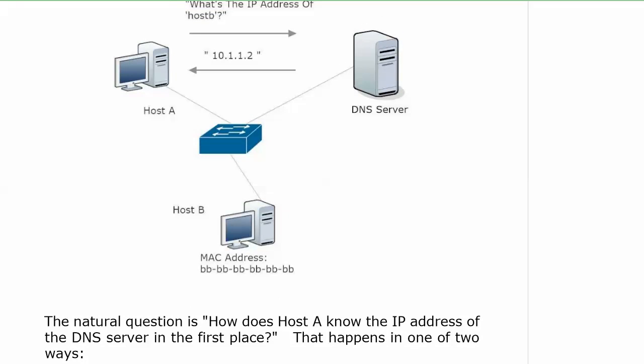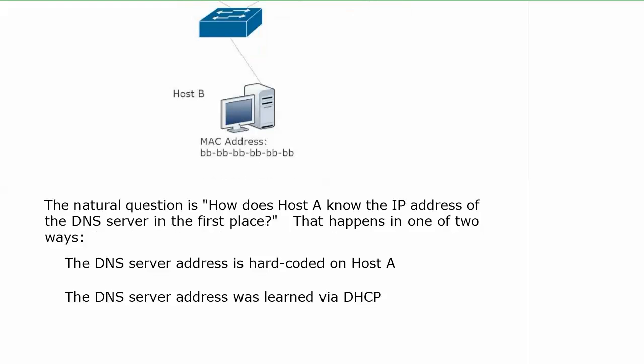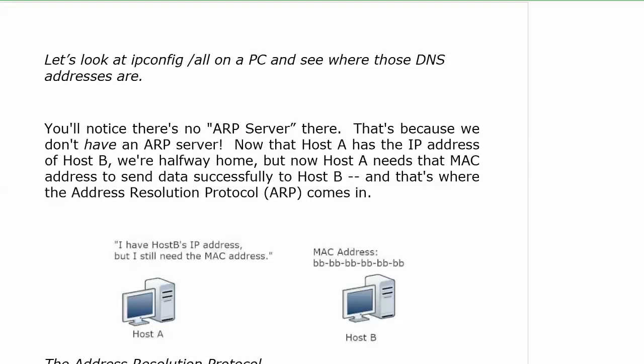Now, the first natural question is, how does host A know where the DNS server was in the first place? Because if host A doesn't know the IP address of the DNS server, then we're in a lot of trouble. Well, that's going to happen in one of two ways. Either the DNS server address is hard-coded on host A, or, much more likely in today's networks, the DNS server address was learned via DHCP.